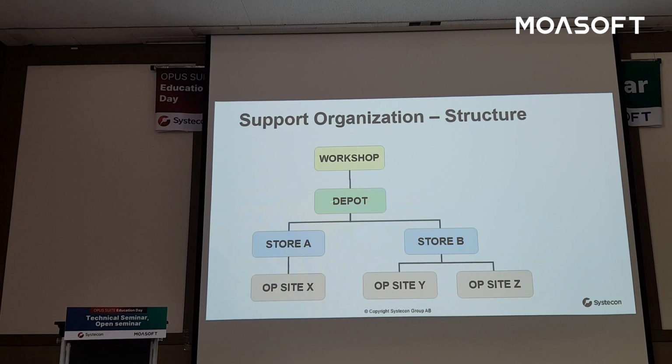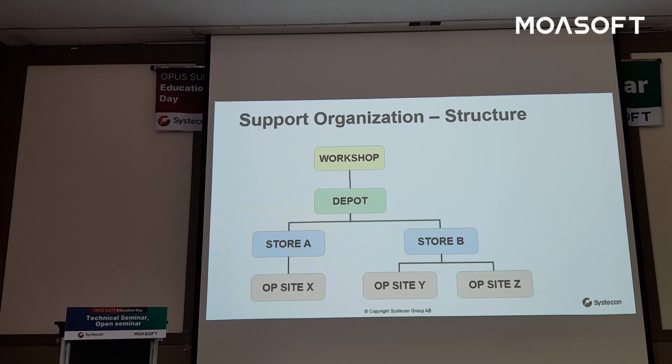Then we have a depot, maybe a central depot, serving the entire country or larger regions. Then we might have regional stores, like we did in the EVO example yesterday, with a north location and a south location in our country, for example. And then there might be operational sites that are supported by those stores. Here in this example, we have one operational site supported by this store, and over here we might have two different sites that are supported by the other store.